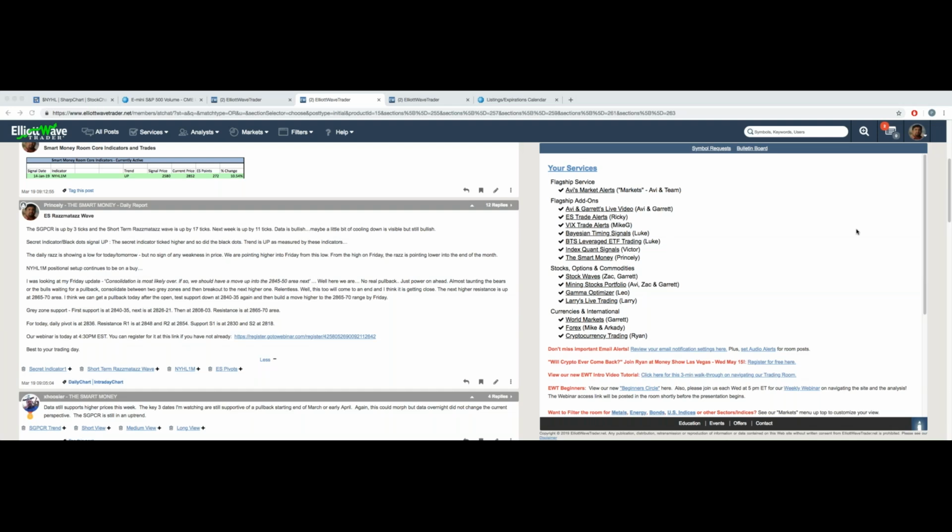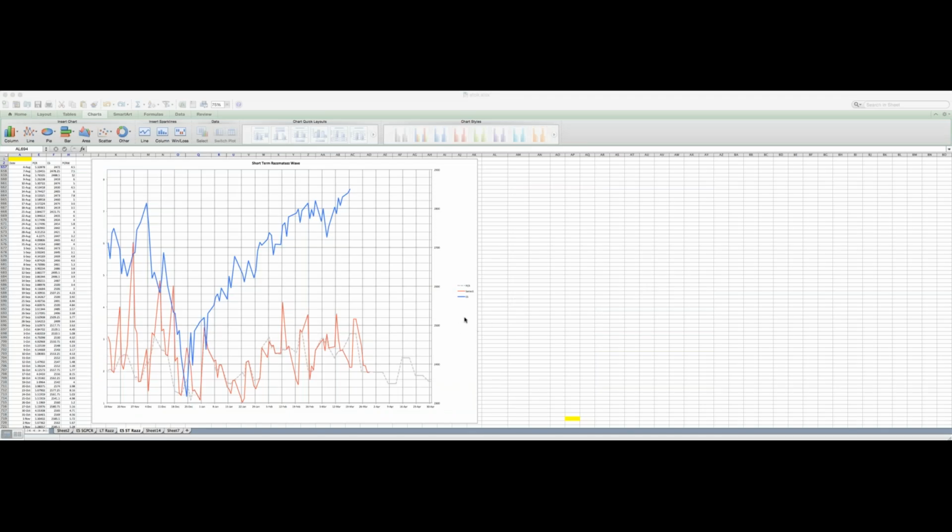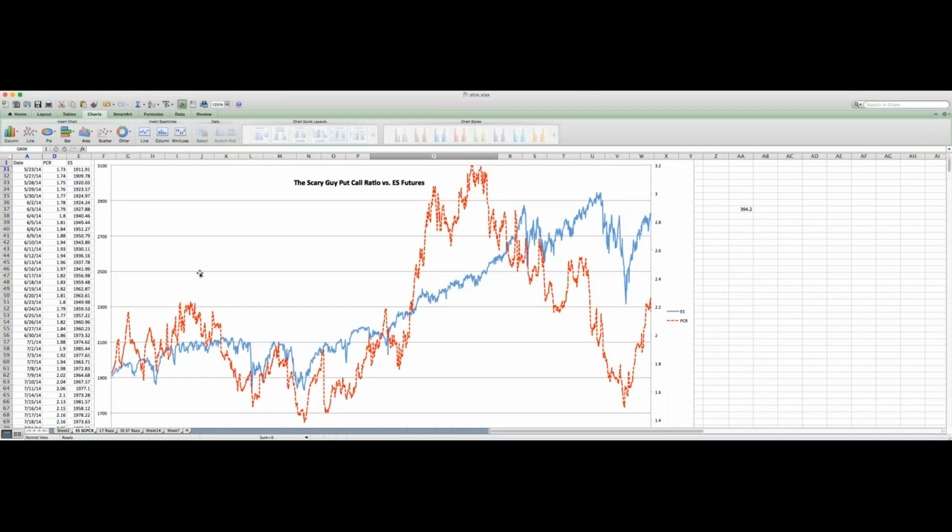Okay. So the next thing that we can look at is the scary guy put call ratio, the SGPCR, which is the overall put call ratio on ES. So the short-term RAS or the daily RAS was more concerned with the week-to-week value or the daily values. But the SGPCR is the overall puts by calls on ES. So it's like every expiry added together, right? So it kind of gives us the big picture trend.